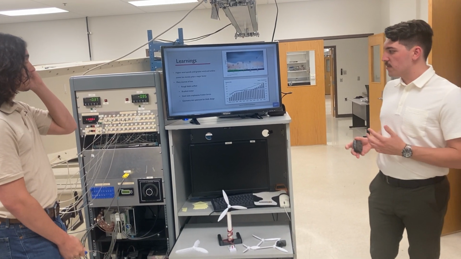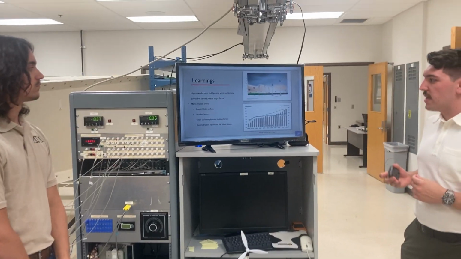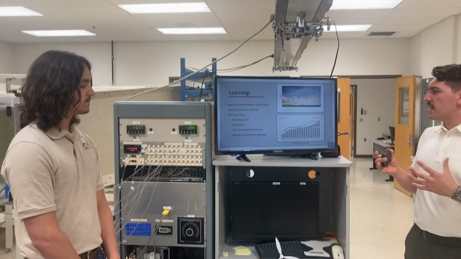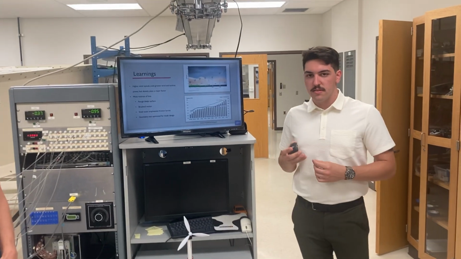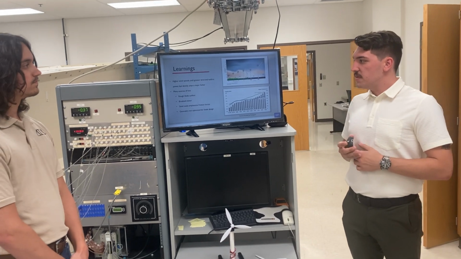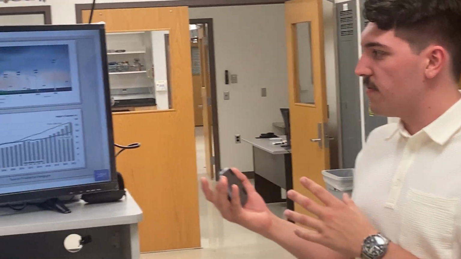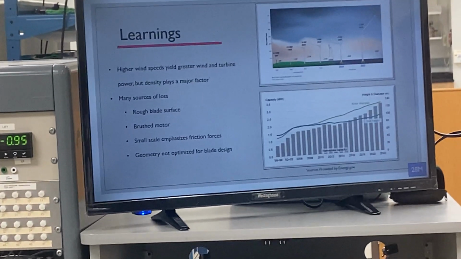We have some charts here from energy.gov that showcase how engineers have developed their practice of creating wind turbines throughout the years. We found that higher wind speeds yield greater wind and turbine power, but density plays a major factor for that cubic mass flow rate of air. But we also found many sources of loss.